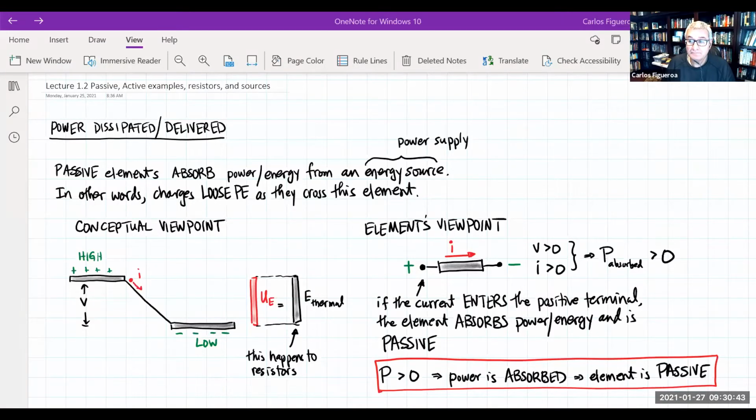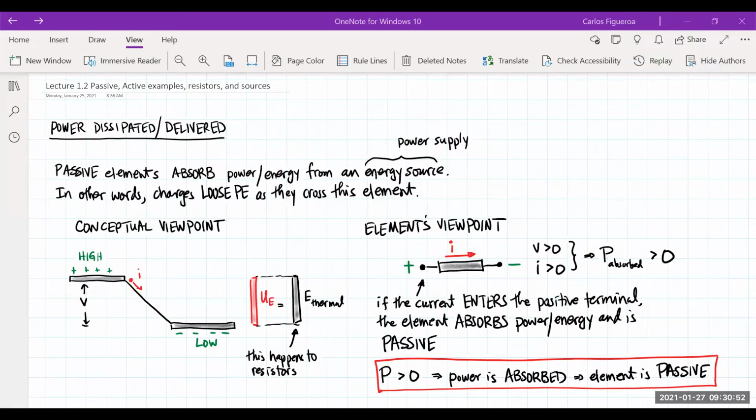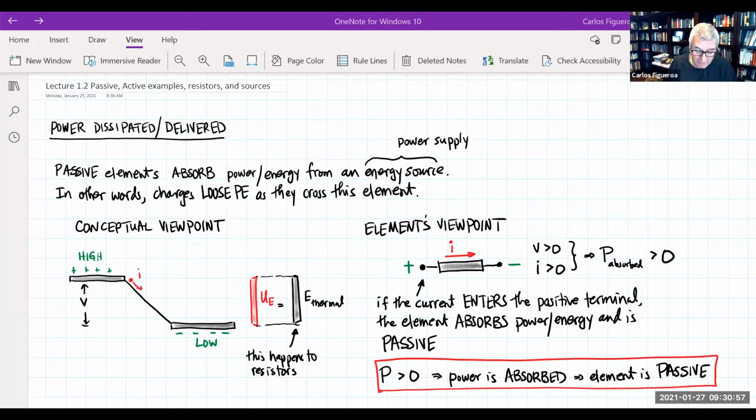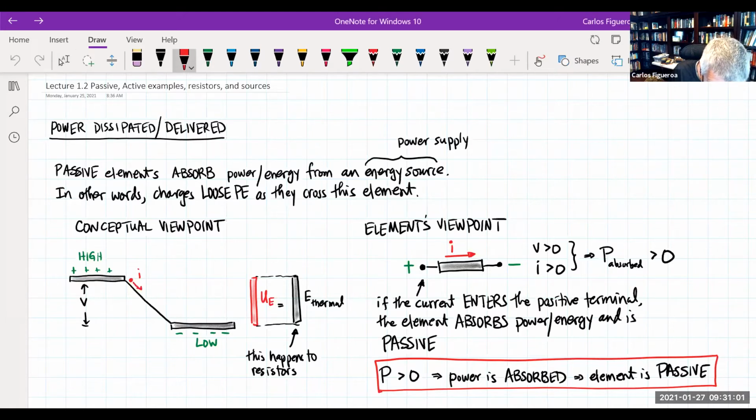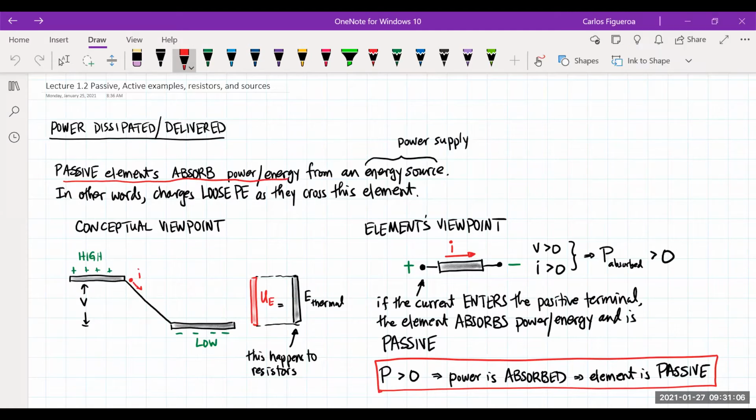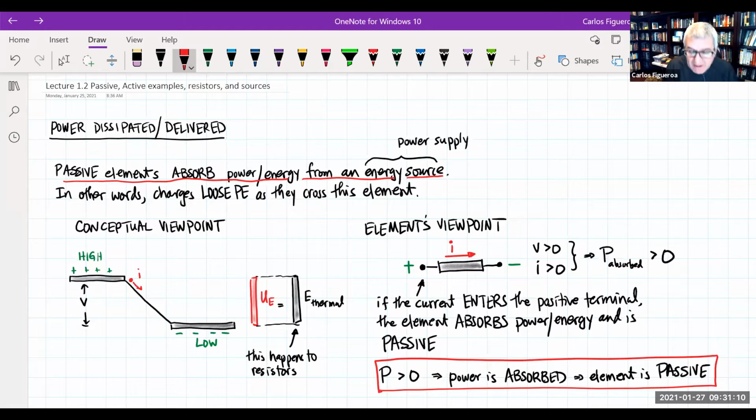So we were talking about passive and active elements yesterday. And what you're seeing here in this situation is that if I have a passive element, the important thing here is that the passive element does what? A passive element absorbs energy / power from an energy source. In this case, it's going to be the power supply if I only have one in the circuit.